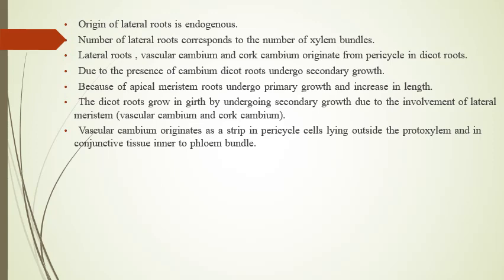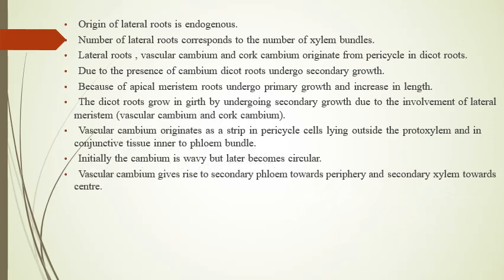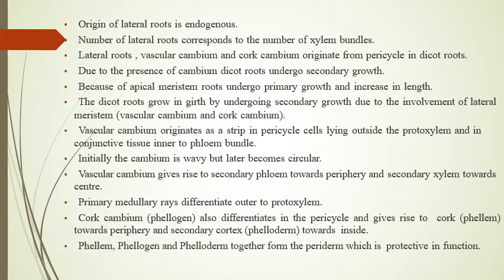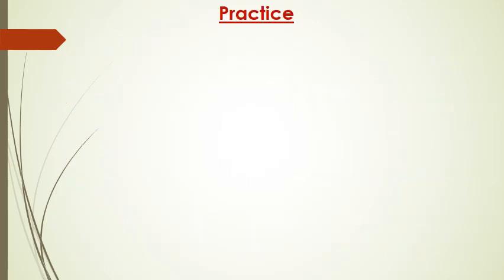Vascular cambium originates as a strip in pericycle cells lying outside the protoxylem and in conjunctive tissue inner to the phloem bundle. Initially, the cambium is wavy, but later it becomes circular. Vascular cambium gives rise to secondary phloem towards the periphery and secondary xylem towards the center. Primary medullary rays differentiate outer to protoxylem. Cork cambium also differentiates in the pericycle and gives rise to cork towards the periphery and secondary cortex towards the inside. Cork, cork cambium and phelloderm together form the periderm, which is protective in function.